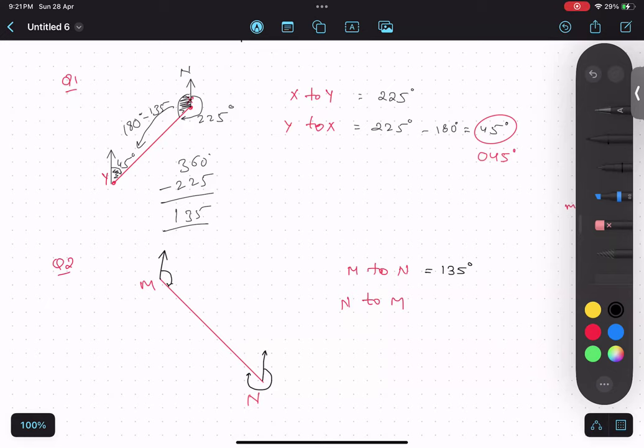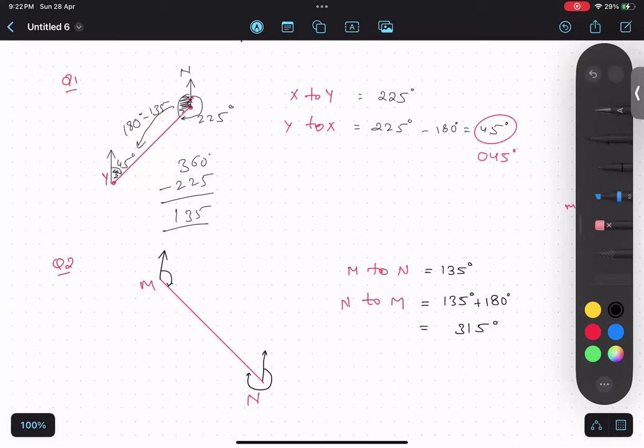Now, the easy method is, can you see it is more than 180? All you can do is 135 plus 180. So what I'm taking advantage of is visualization also. According to me, it would be 5, and this will give me 1, so it will give me 315 degrees.